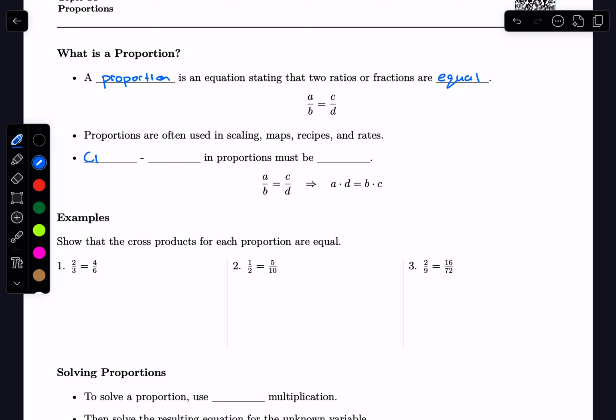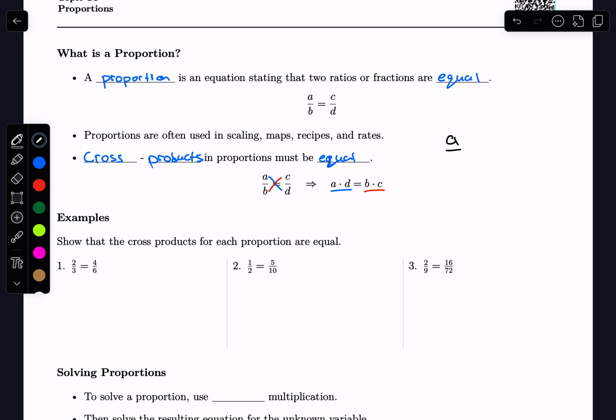Important thing that's going to allow us to solve things today is the fact that cross products in proportions also must be equal. So if you multiply across, which means a, the top of one fraction times the bottom of the other, a times d, and then you go the other direction and you do the bottom of the first fraction times the top of the other, so b times c, those values are going to be equal to each other. And real quick, I'm going to show you on the side why this works out to be true.